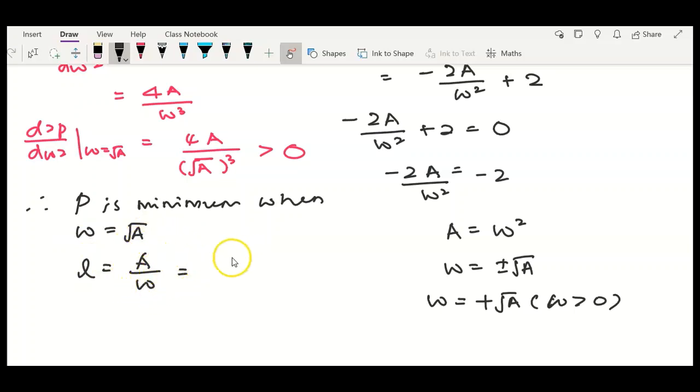Okay, so substitute W inside. You will have A over square root of A, because W was substituted as the square root of A, then you have power of 1 over 2. Or we can say that L equals the square root of A. Alright, so this is your answer for L, the length, and W as your width. Both are the square root of A.